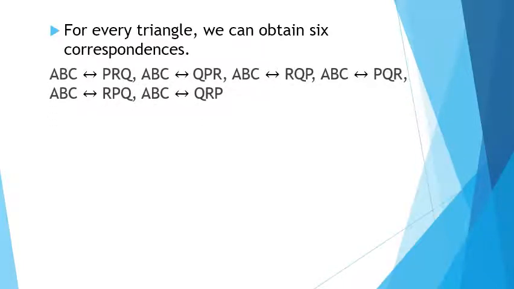First we take the correspondence in clockwise order. So we get ABC corresponds to PRQ. Then you can turn the second triangle clockwise. Then we get ABC corresponds to QPR. Again you can turn the triangle, and we get the correspondence ABC corresponds to RQP.